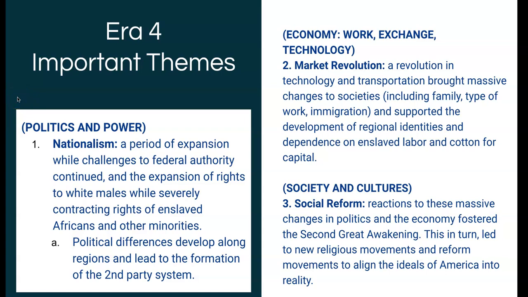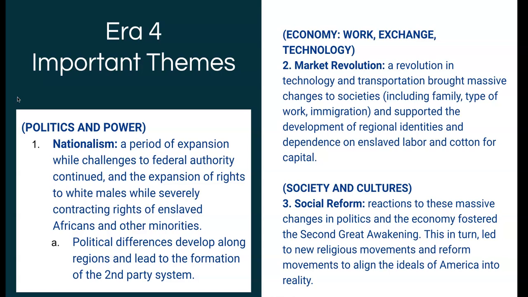There are three major themes to our next unit. Era 4 covers 1800 to 1848. And the first theme really revolves around politics and power. It is a period of nationalism in the United States, a general period of expansion with challenges to federal authority, national authority, with the expansion of rights to some, while also severely contracting rights of minorities and enslaved Africans. These political differences will develop along regions, areas in the country, which will lead to the creation of the second party system. New political parties are going to form.